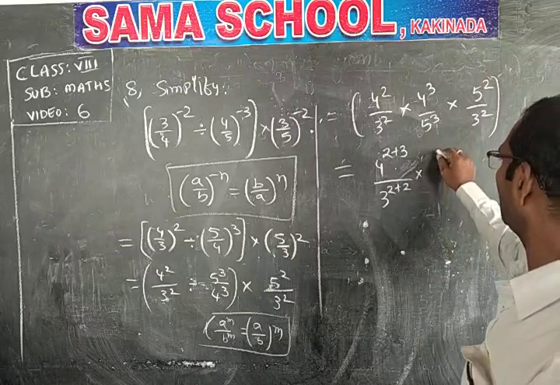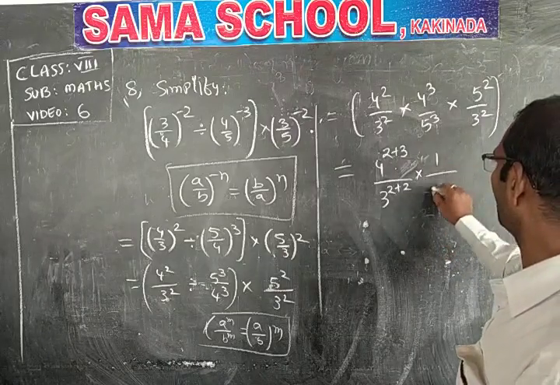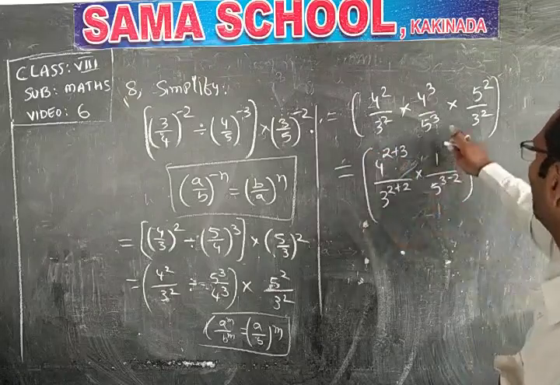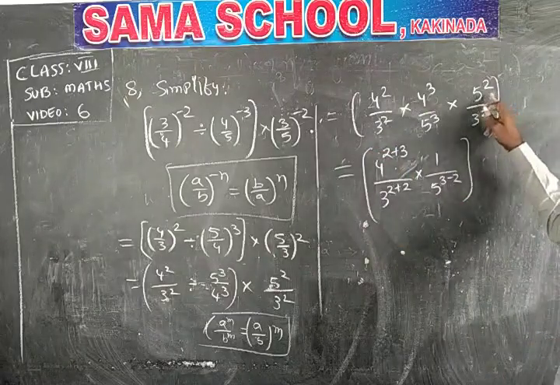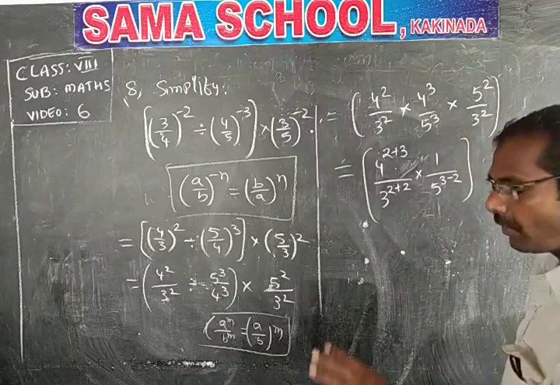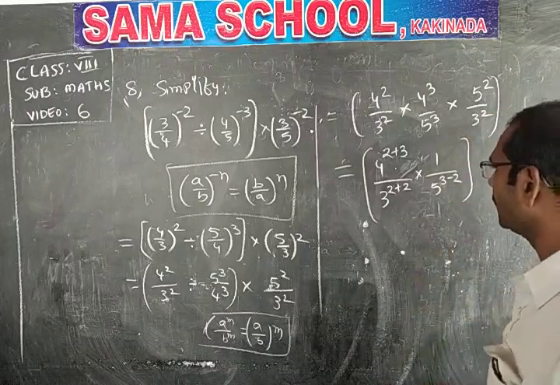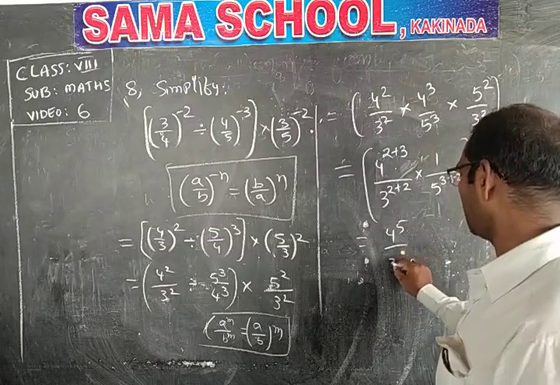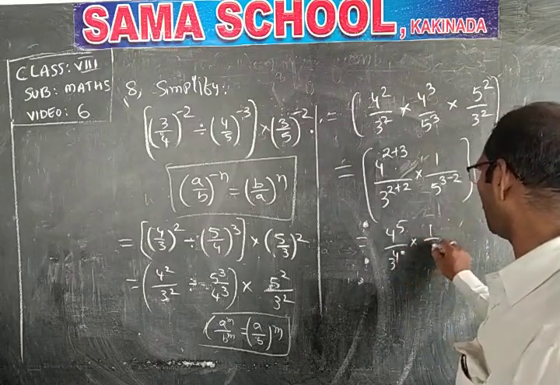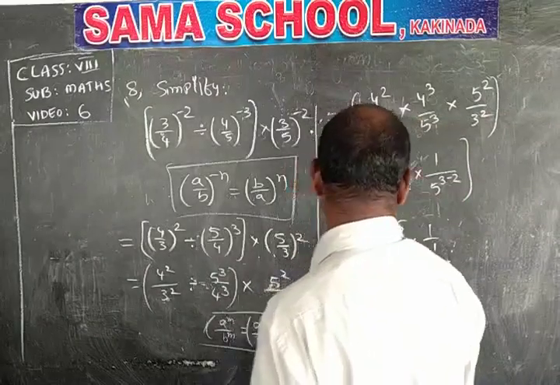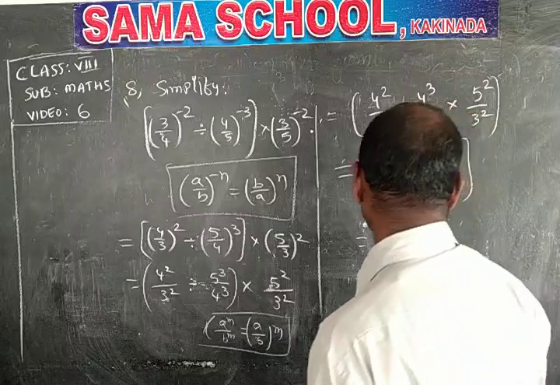Now again 1 by 5 power 3 minus 2. Here it is a positive power, because it is the smaller number, you can subtract in the denominator, so you get only positive. So 3 minus 2 is 1. So you can write it as 4 power 5 by 3 power 4 into 1 by 5 power 1. That means the answer is 4 power 5.